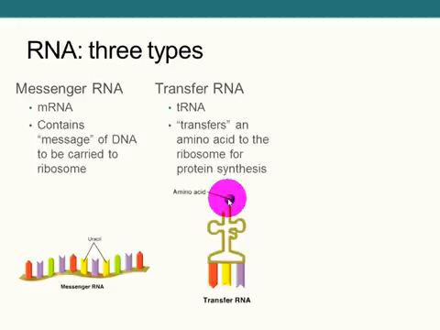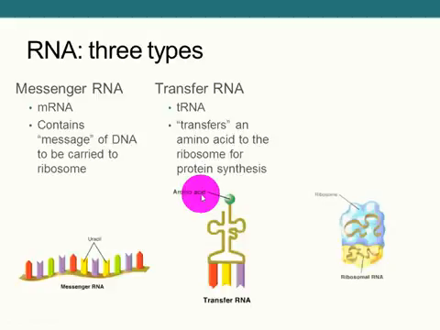So we're putting some of this information together. Amino acids are the building blocks, or the monomers, of proteins. So transfer RNA is going to take these building blocks for proteins and transfer them to a ribosome, which is going to link them together through dehydration synthesis to actually make a protein.